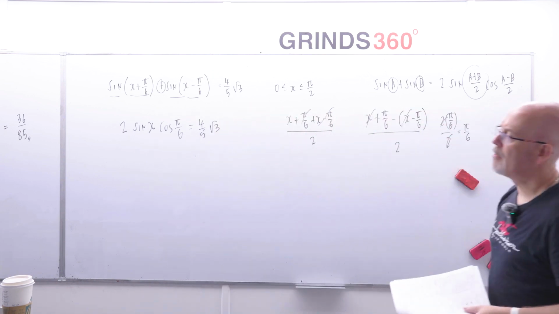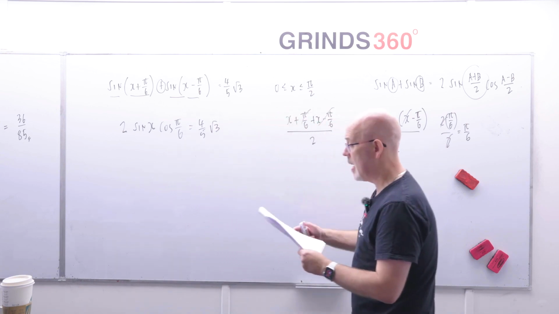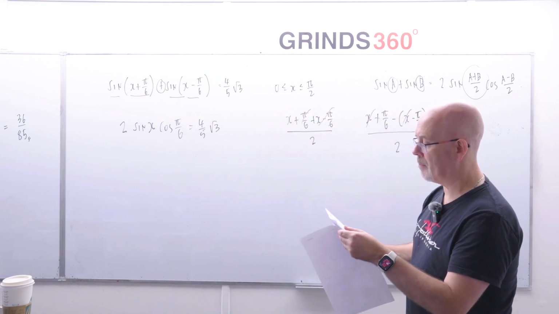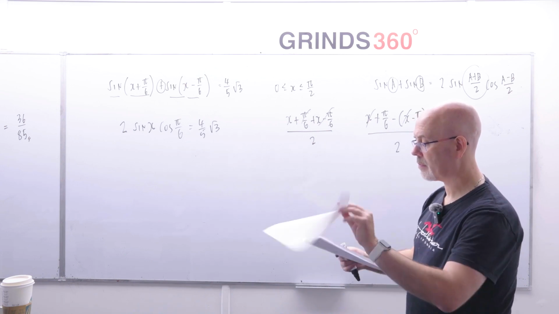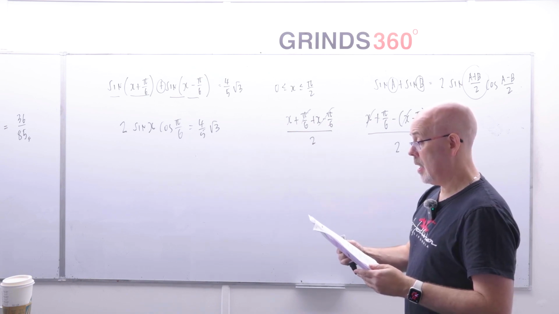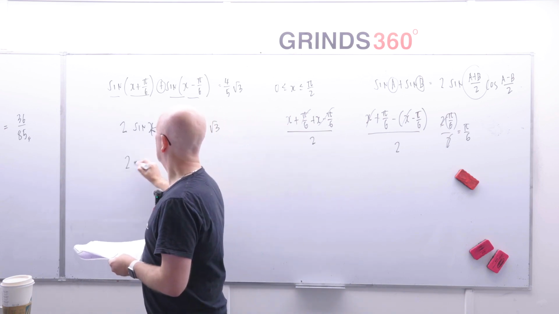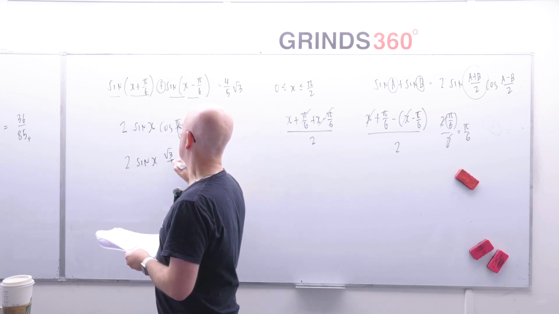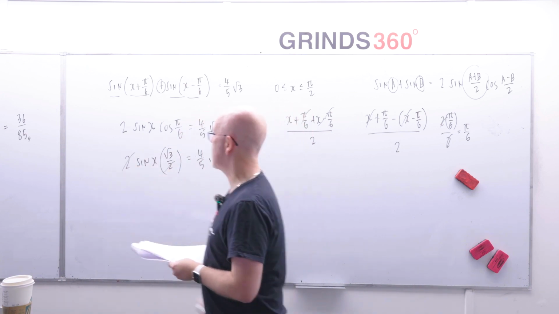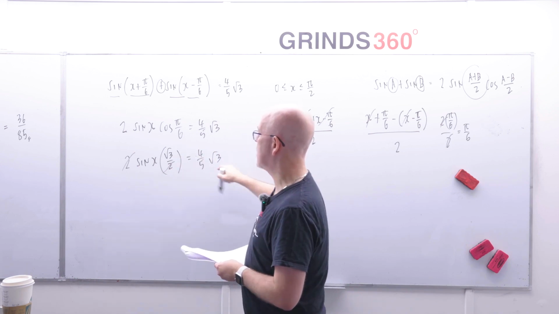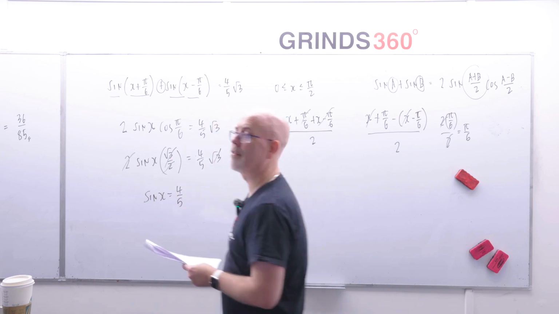And now I should be able to solve for sine x, because cosine pi over 6 is root 3 over 2. So it's 2 times sine x times root 3 over 2 is equal to 4 over 5 times root 3. The 2's will cancel, and I've got a root 3 on both sides, so I can cancel the root 3's, and I get that sine of x is 4 over 5.